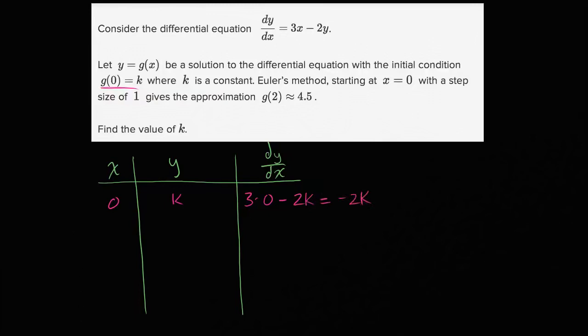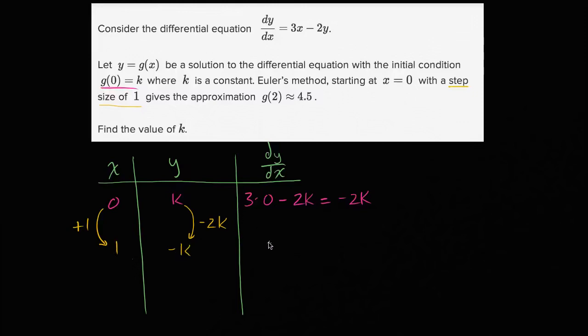And so now we can increment one more step. We have a step size of 1. So in each step, we're going to increment x by 1. And so we're now going to be at 1. Now what's our new y going to be? Well, if we increment x by 1 and our slope is negative 2k, that means we're going to increment y by negative 2k times 1, or just negative 2k. So k plus negative 2k is negative k. So our approximation using Euler's method gets us the point 1, negative k.